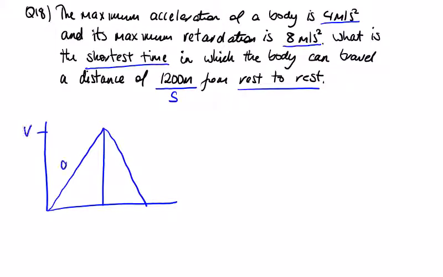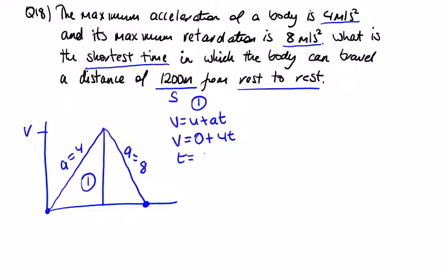So I have V, A equals 4. I'll leave it as A here instead of D. A is equal to 8. From rest to rest. So if we look at V is equal to U plus AT, the velocity in number 1 is equal to 0 plus 4t. So t is equal to the velocity over 4. And in number 2, you can see it's going to be v over 8, but v is equal to u plus at.